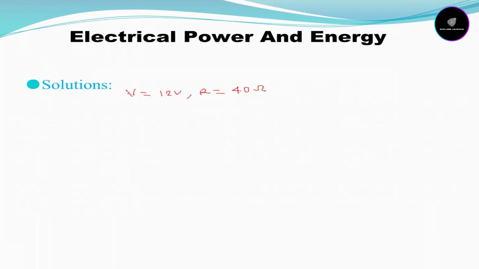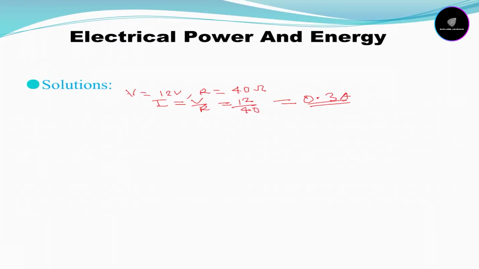Now we need to calculate the current. For us to calculate the current, we say I equal to V over R, which is equal to 12 divided by 40. Now, if you do that calculation, you're going to get 0.3 amp.